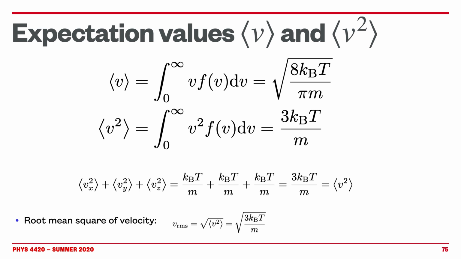And the reason for this is that the expectation value of v square is actually the sum of the expectation values of vx square, vy square, vz square, as we have seen in the first lecture about the expectation value of sums.